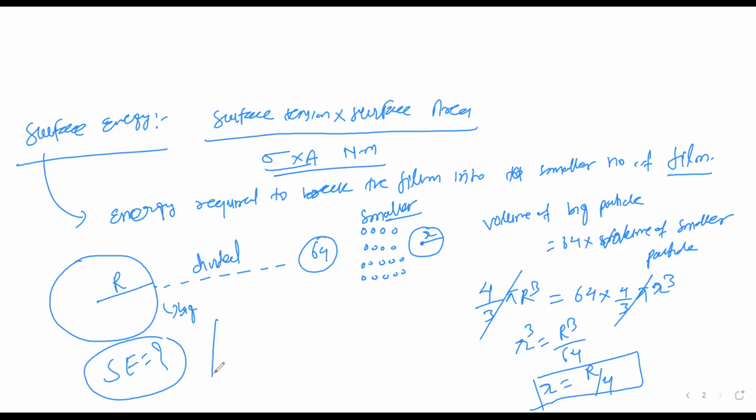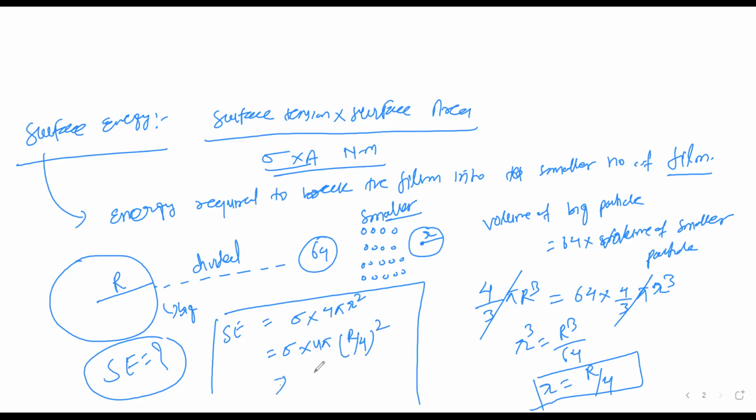So here we can find the surface energy, and the surface energy will be surface tension into area. What is the area of the sphere? It's 4 pi r square. So it's sigma into 4 pi, and the r value is R/4 whole square. So it will be equal to sigma into 4 pi into R square divided by 16. It will be 4 for the 16. That will be here pi sigma R square by 4. So this is the amount of energy required to break into 64 smaller particles.